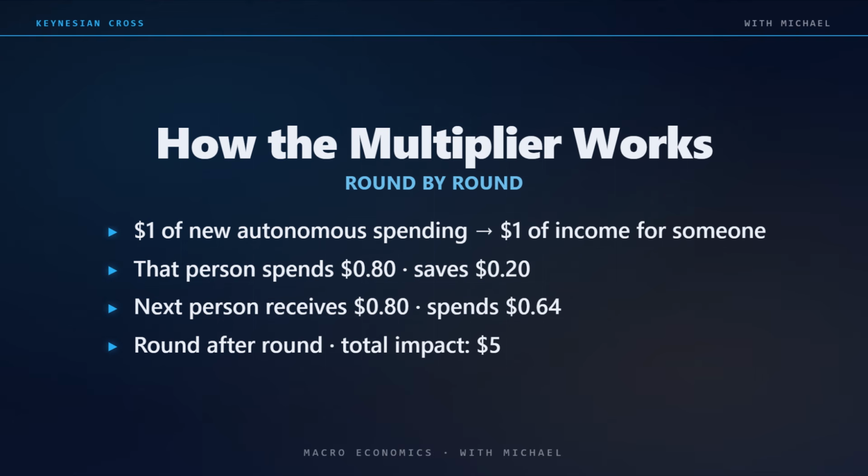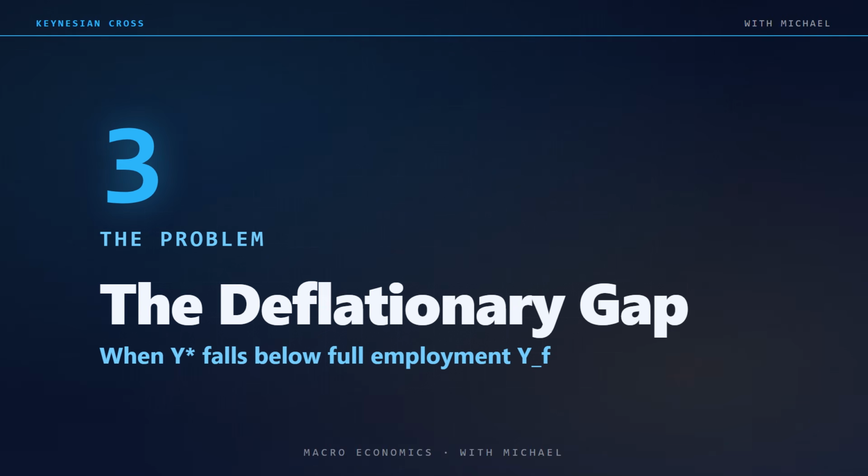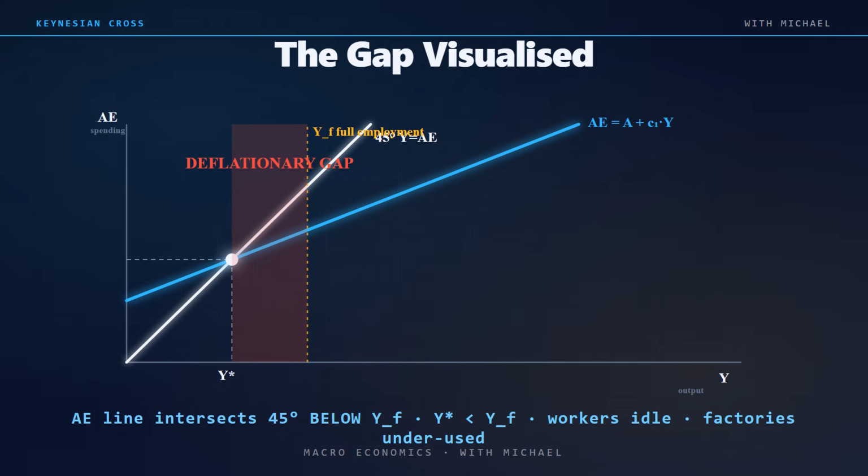But there is no guarantee that the equilibrium Y star equals the full employment level Y sub F. In Keynes's analysis, this was the central problem of the 1930s. The economy could find equilibrium below full employment. Households could be too pessimistic. Investment could be too low. Government spending could be inadequate. The aggregate expenditure line could intersect the 45-degree line at a point well to the left of Y sub F.